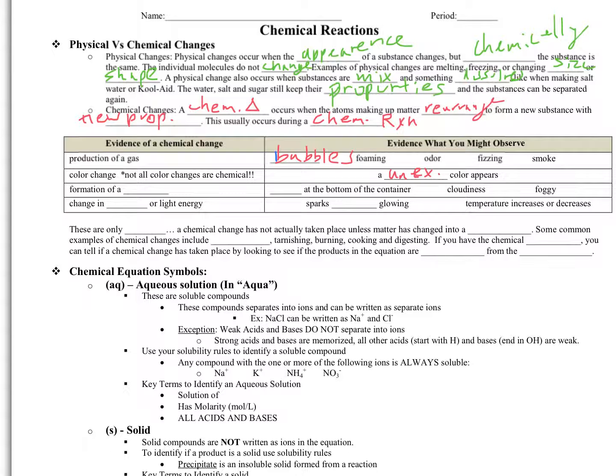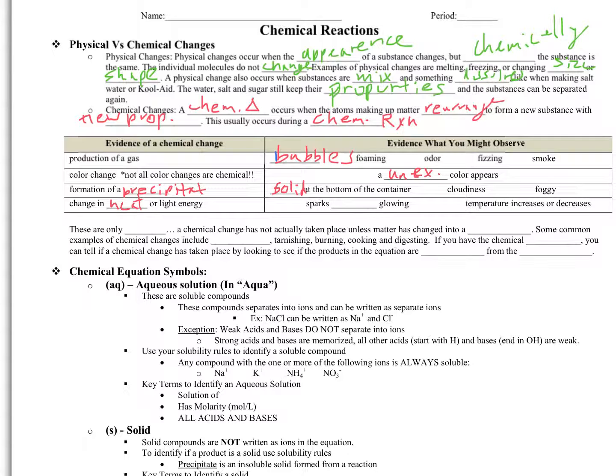Now, the formation of a solid or a precipitate, which is a solid at the bottom of the container. If it gets cloudy or foggy, mixing two liquids and all of a sudden this thick paste falls to the bottom, that would be a precipitate. And the last one, a change in heat or light energy.